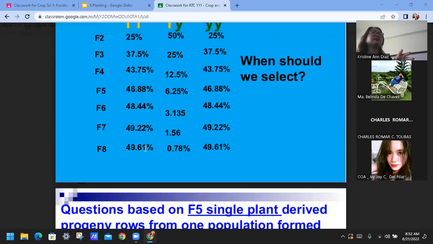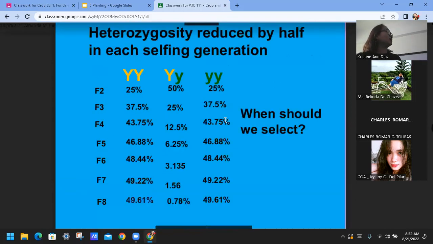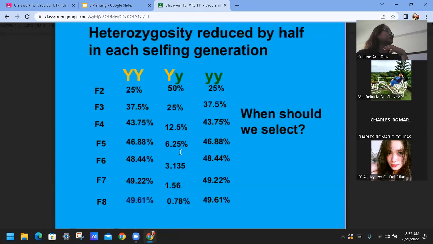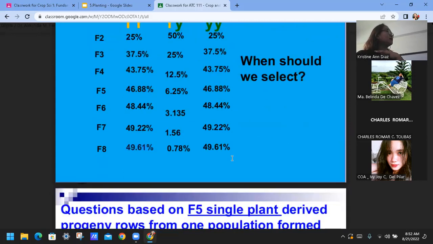Muda ko siya, di ba? So, after the 8th generation of breeding, 49% na siya nga mugawas. But kaning heterozygous, 50% ang iyang heterozygous, after 8th generation mu-decrease siya by 0.78%. Well, the recessive magka-increase po siya.